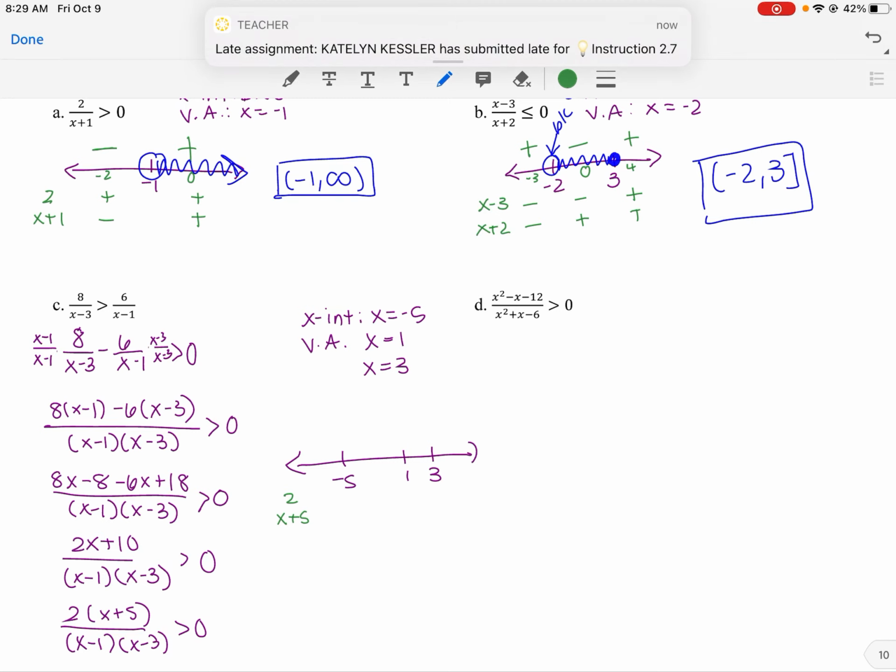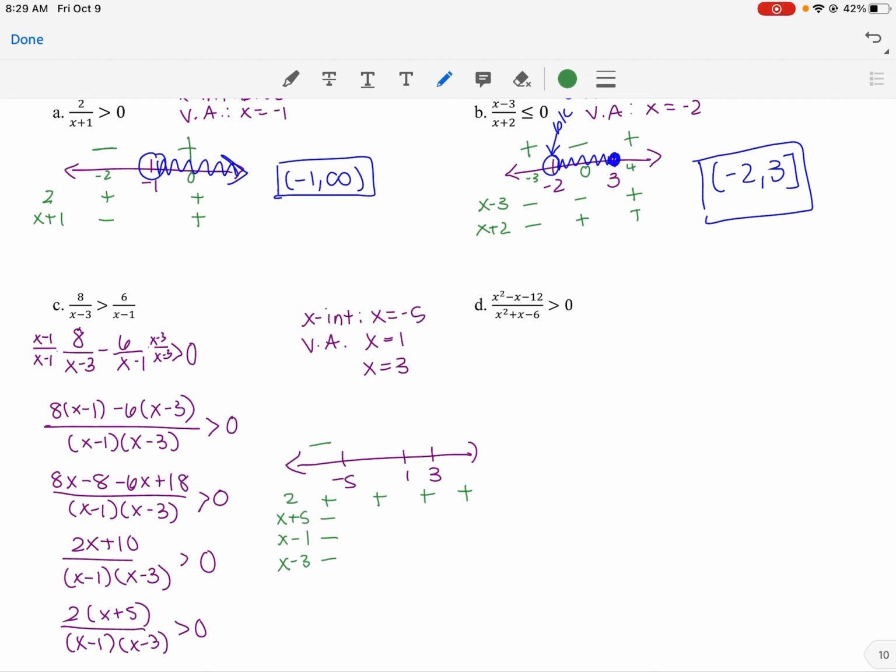Okay, the factors here we have are technically our 2, x plus 5, which you could also just do like 2x plus 10 if you wanted. You've got x minus 1, x minus 3. 2 is positive on every interval. Now I pick something smaller than -5. Let's say like -6. We get a negative, a negative, a negative. A negative times a positive is a negative, times another negative is positive, times another negative is negative.